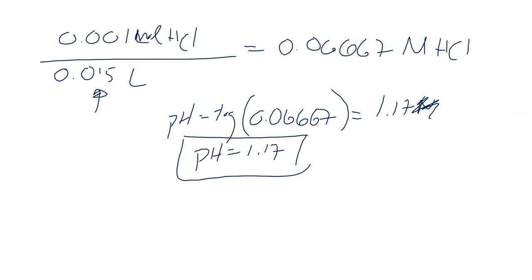And that makes sense. The pH went up. It got more basic as we added more base. So that's a logical value for that. Okay, the next question asks what happens when you add 10 milliliters of the base.